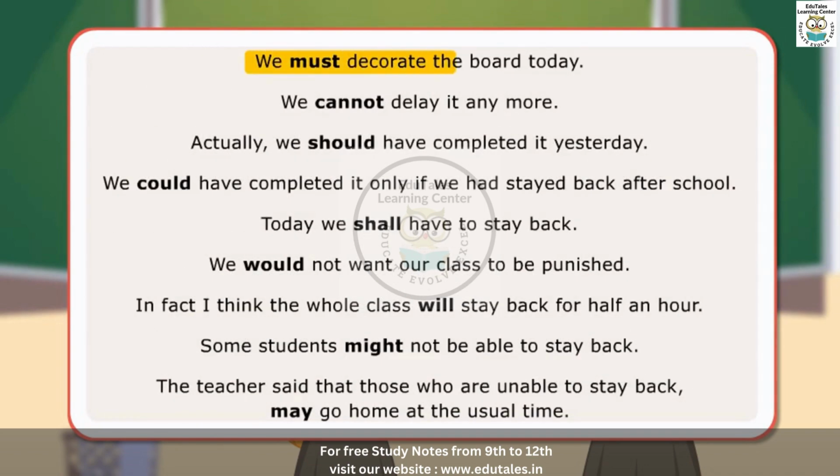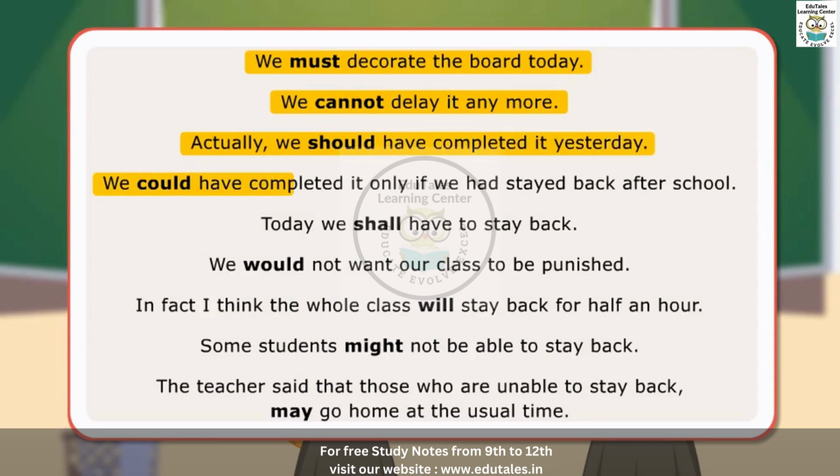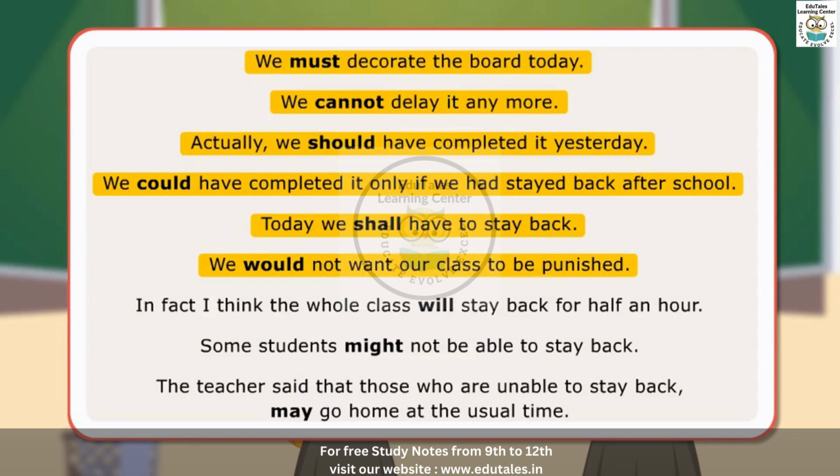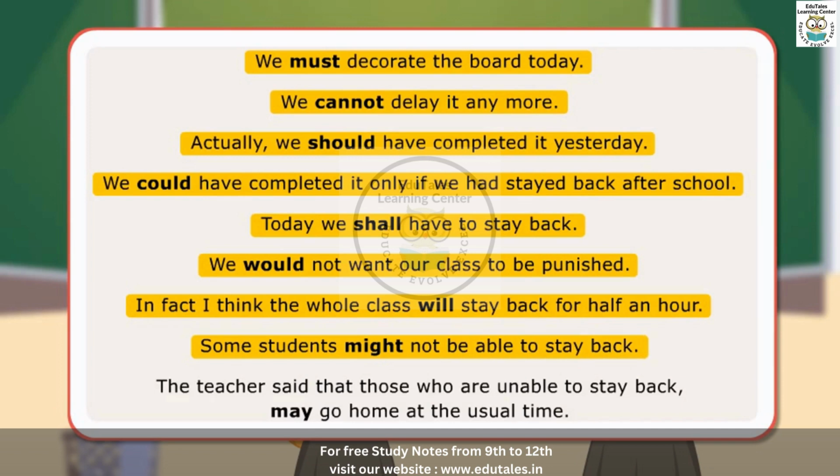We must decorate the boat today. We cannot delay it anymore. Actually, we should have completed it yesterday. We could have completed it only if we had stayed back after school. Today we shall have to stay back. We would not want our class to be punished. In fact, I think the whole class will stay back for half an hour. Some students might not be able to stay back. The teacher said that those who are unable to stay back may go home at the usual time.